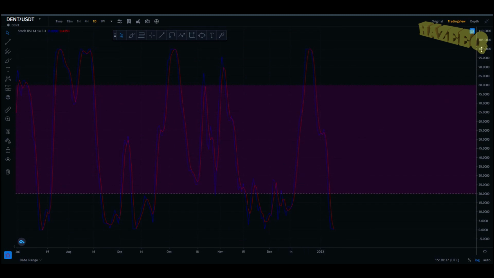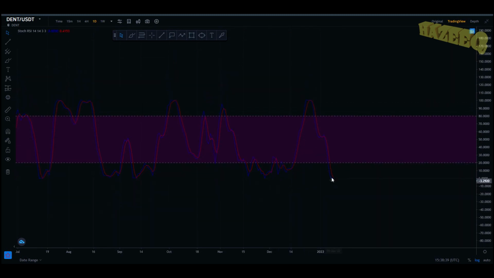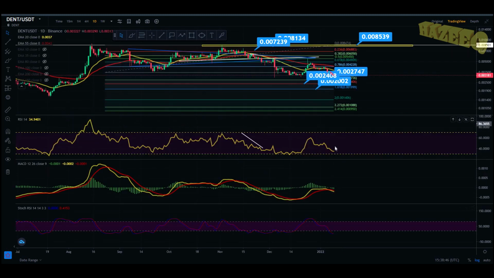So yeah, let's see what this space does and this market does. On the stochastic, you're absolutely oversold right now. As you can see, once you're in here, this is a great time to be buying in, because from there you can see a nice appreciation to the upside.